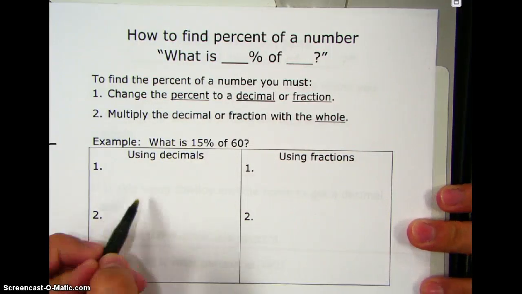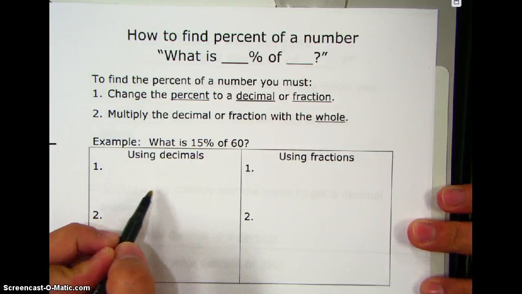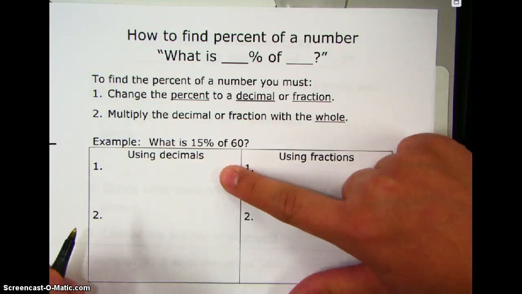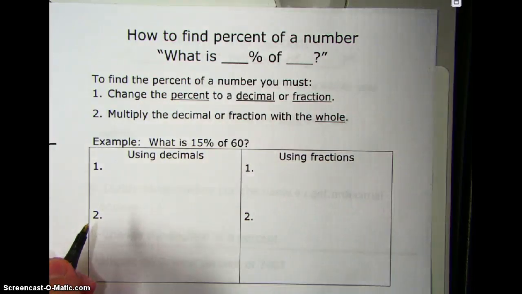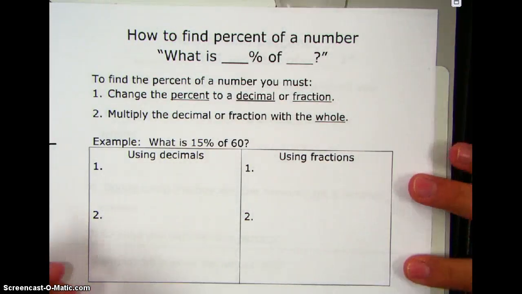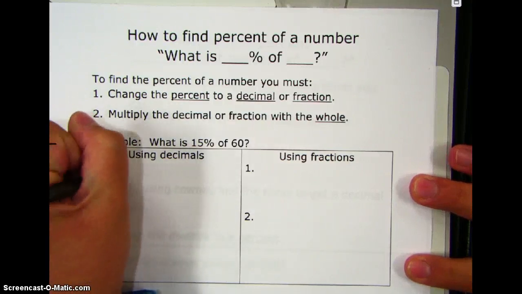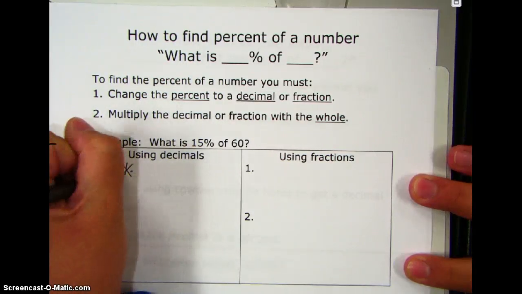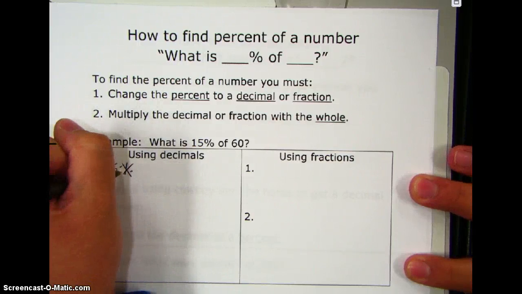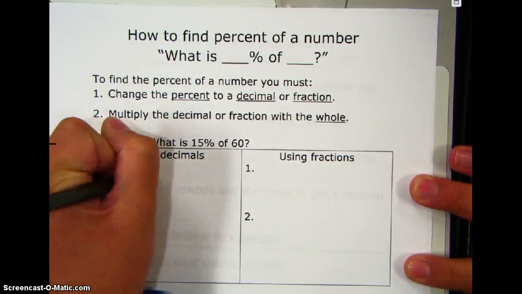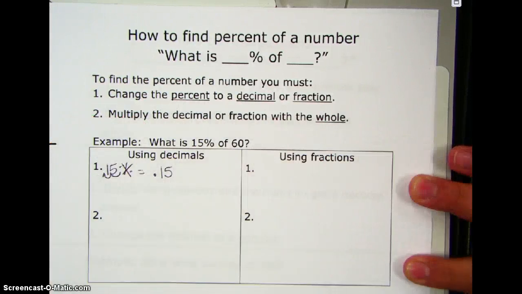Well, I'm going to show an example of using both decimals and fractions to solve this problem. So if we choose to use decimals because we like decimals better, what we're going to need to do is first change that 15% to a decimal. How do we do that? Well, we chop off our percent sign, we start behind the whole number and move 2 times to the left and do our butt cheek math. Okay, so now I have 15 hundredths or 0.15.